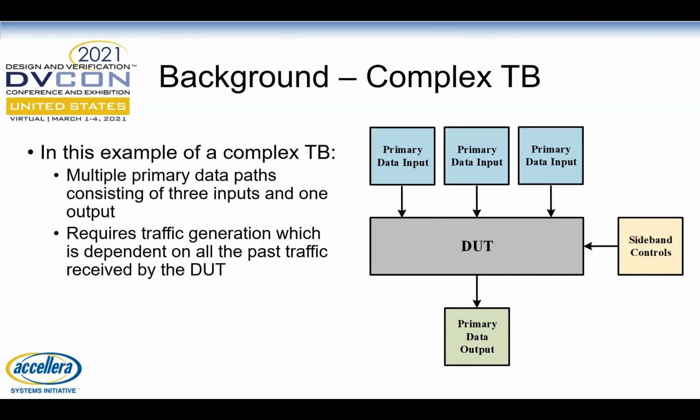In summary, it is clear that directed stimulus would ensure legal traffic to be produced, and there wouldn't be any concern with timing the different inputs so that they play nice with the other inputs. But this limits the test bench's ability to hit odd corner cases that are easier to reach with constraint random stimulus.